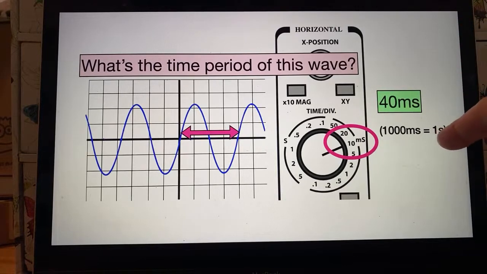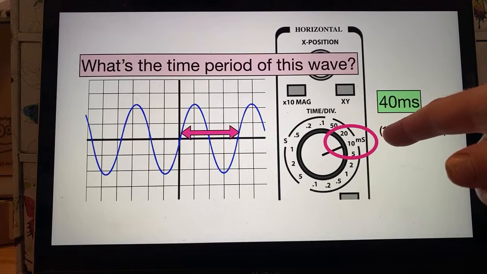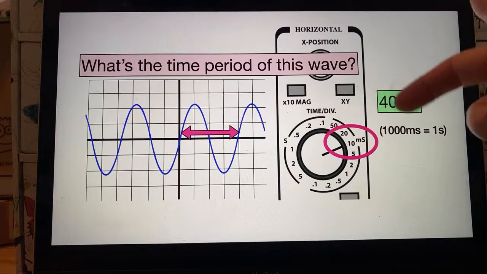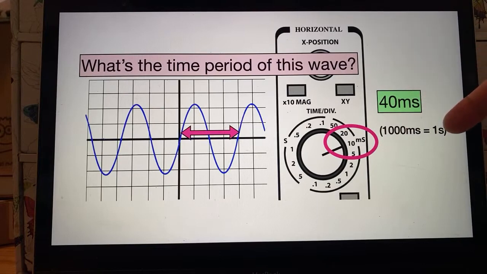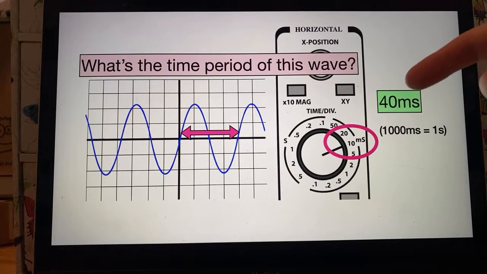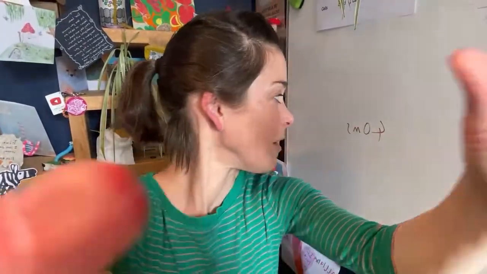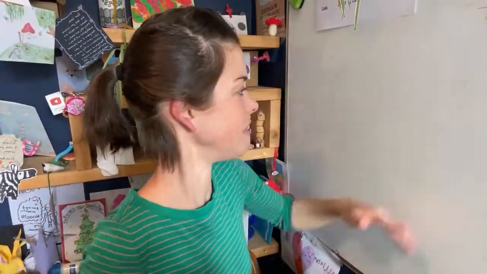Well, 1 second is 1,000 milliseconds, right? So we've only got 40 milliseconds here, so it's going to be a much smaller number than 1. It's going to be fewer seconds. So what you have to do is divide 40 by 1,000. Do you know how to do that?